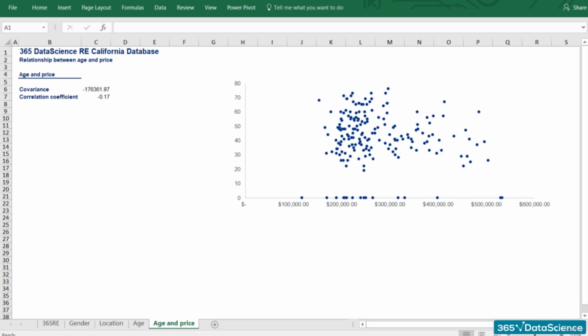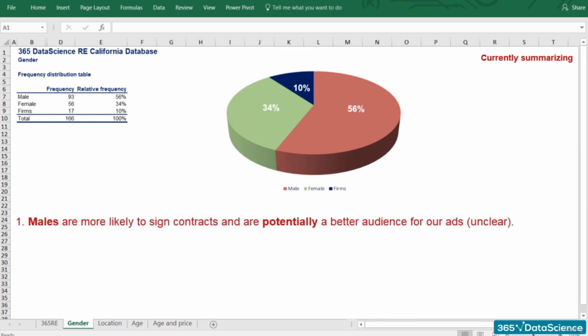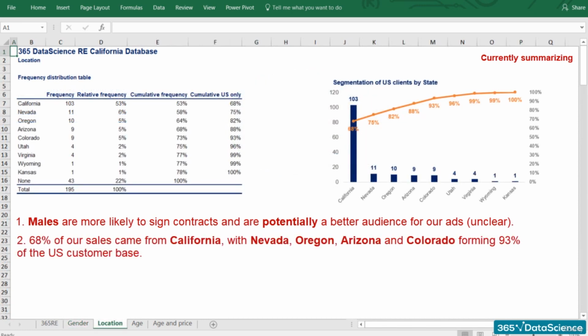Well, we got several insights. First, males are more likely to sign the contract and are potentially a better audience for our ads. However, we don't have any information about their marital status, thus this observation is a bit unclear. Yet, we know that 9% of sales came from corporate clients rather than individuals, which we didn't expect. Second, 68% of our sales in the US come from California, with Nevada, Oregon, Arizona, and Colorado following behind to form 93% of the US customer base.